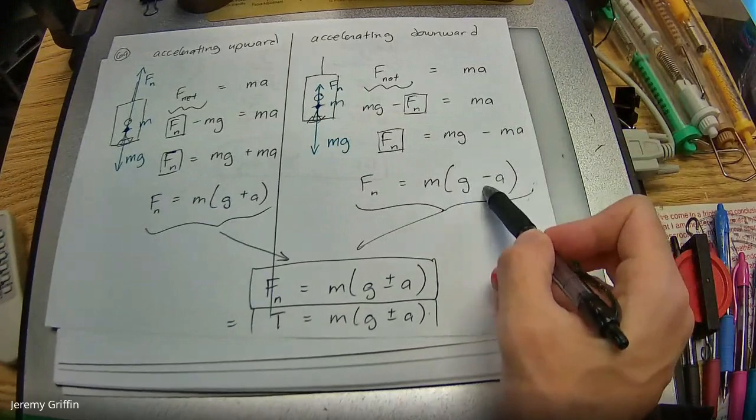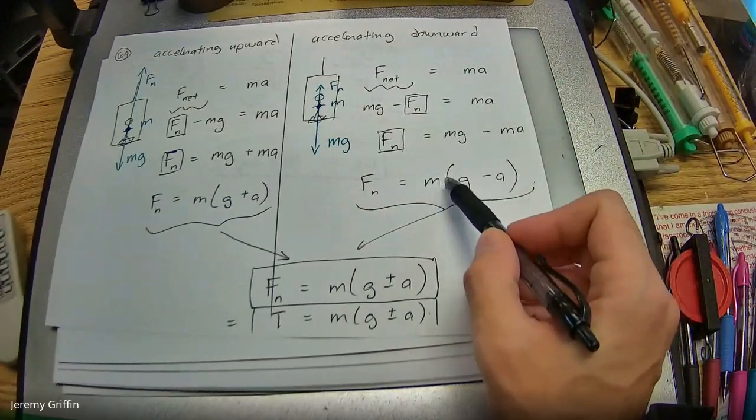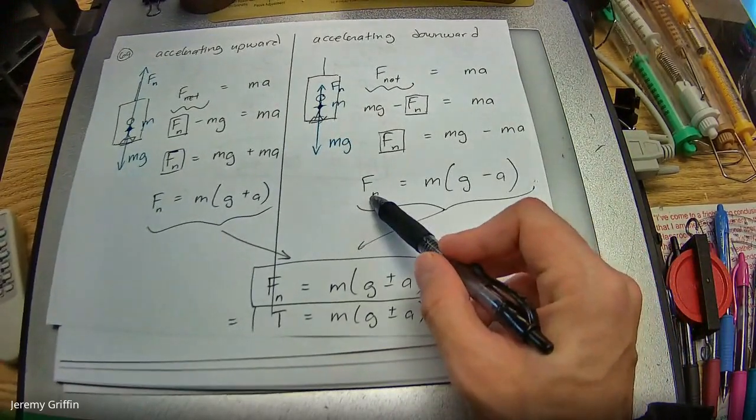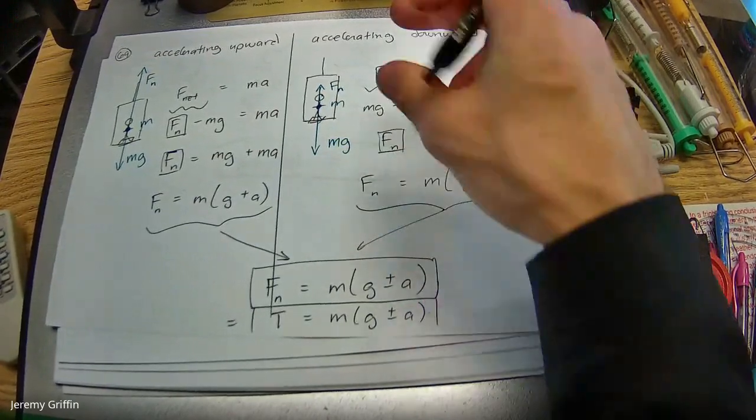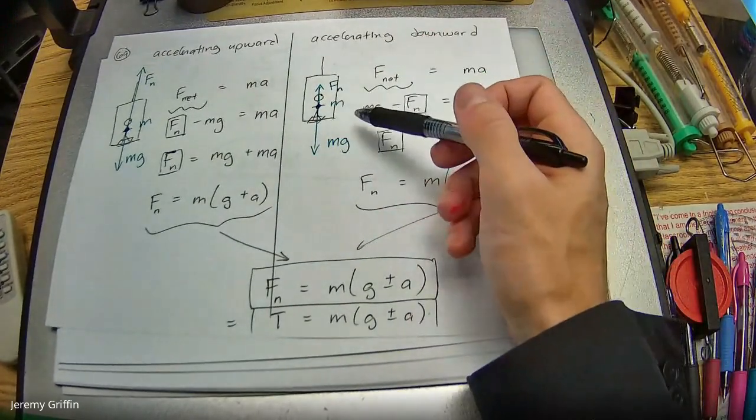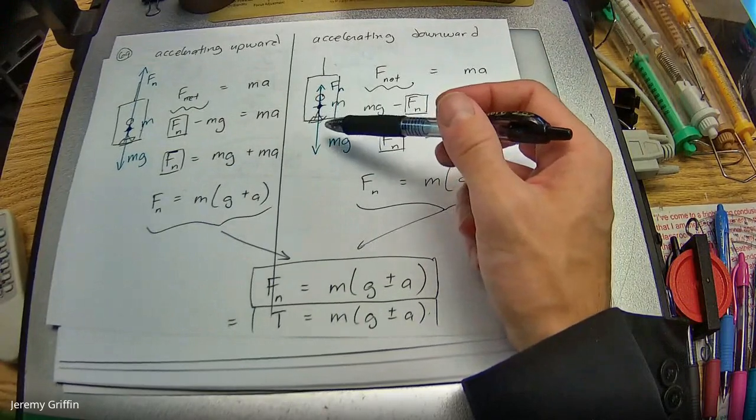Wouldn't this be g minus g? That would read 0 times his mass. That would read 0 normal force. Yeah, which makes sense if he's in free fall. He would feel like an astronaut just floating around for a little short time.